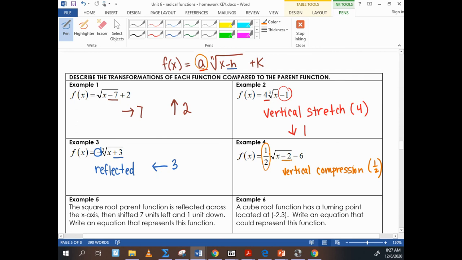Okay, the subtract 2, again, that's under the radical, so that's our h right here. That's going to move it to the right 2, or the positive direction 2. And then the subtract 6, our k, that one stays true to sign. It's a vertical shift, but we're going to move it down 6 right there.